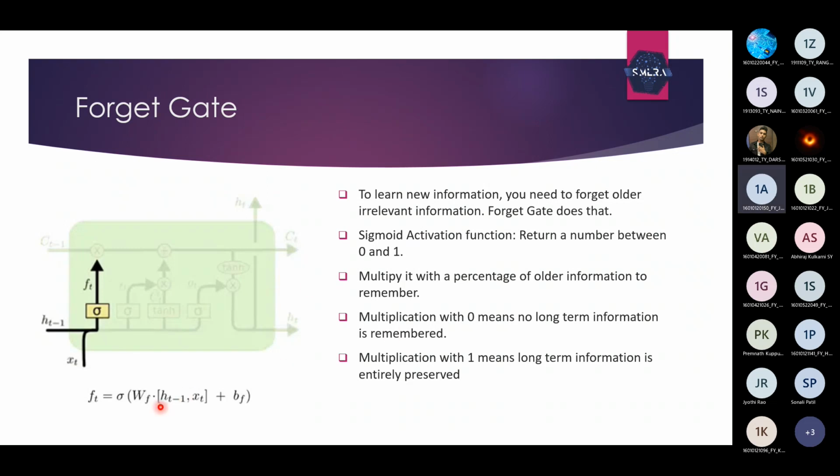So you take the previous information and the current information, multiply by the weight matrix, add a bias, and give it as an input to the sigmoid. This sigmoid will return a value between 0 and 1, and you multiply it with the existing cell state, the long-term memory. Since you're multiplying with a value between 0 and 1, it will obviously be reduced. If you multiply with 0, the entire long-term information is gone. If you multiply with 1, all the information is preserved, that is, you're not forgetting anything. This is how the forget gate works: it is forgetting irrelevant information.